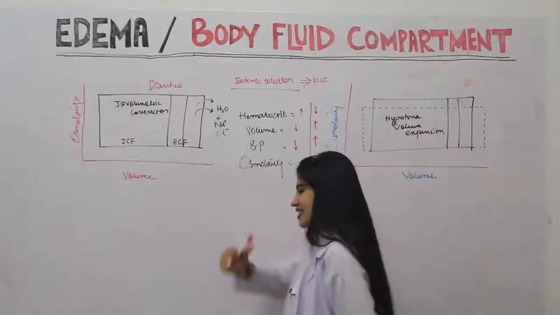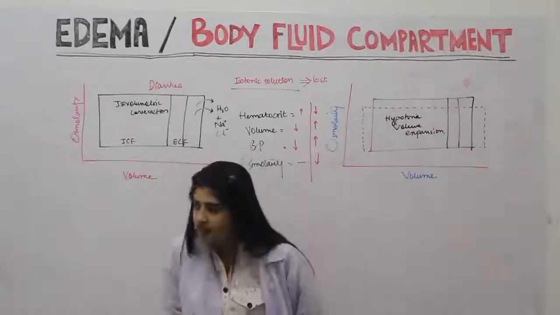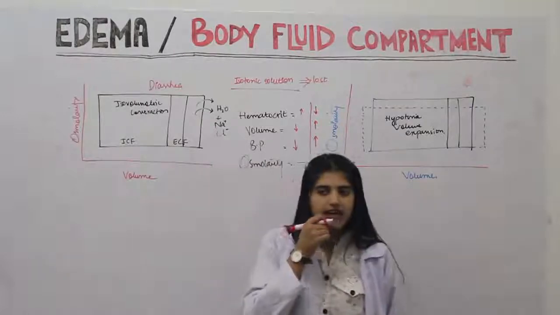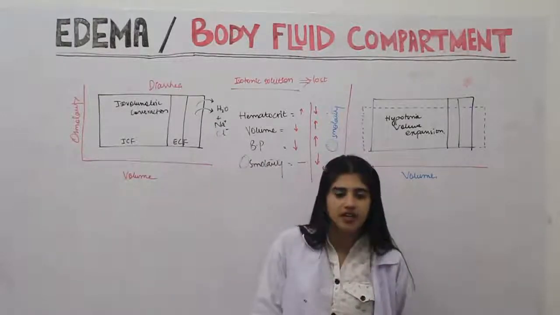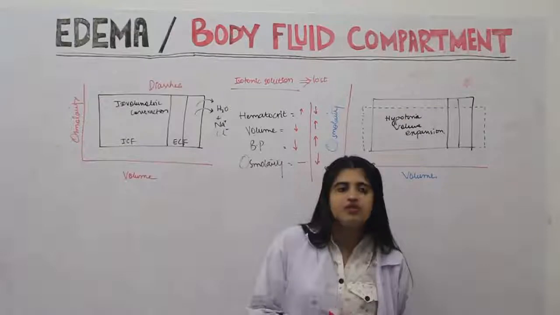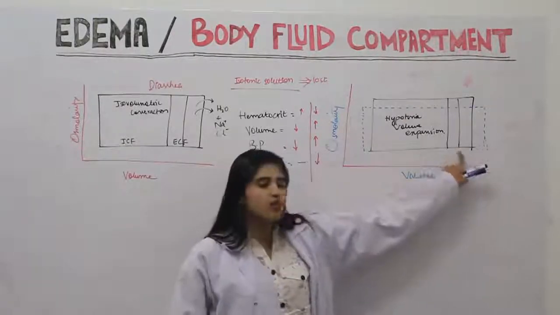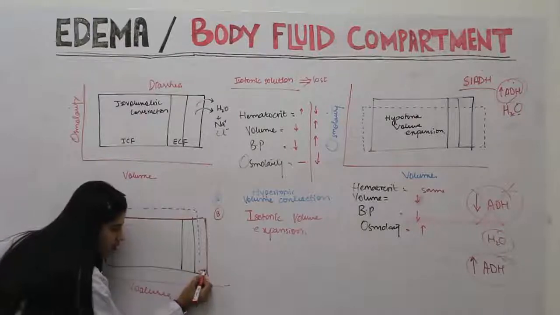I won't write it. Addison's disease? Addison's disease is sodium loss, and sodium cannot be retained. Okay, so sodium is not retained. If sodium goes out, water also follows. So how will the volume increase? No, it has now expanded.